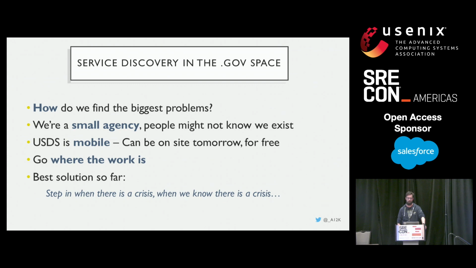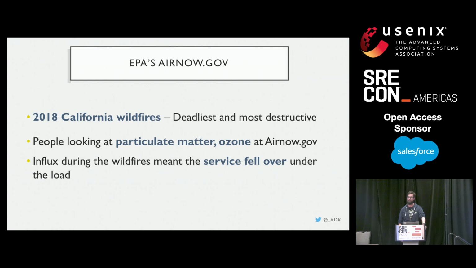The big solution so far has been to step in when there's a crisis, like healthcare.gov. A couple quick examples on that. The 2018 California wildfire season was the deadliest and most destructive in history. People were logging on to EPA's airnow.gov website so that they could look at particulate matter and ozone and where it was in California, so they could know where they could go and what precautions they needed to take when they went outdoors. The influx during the wildfires meant that the entire site went down, a critical citizen-facing service that could help people's lives during a time of crisis went down.